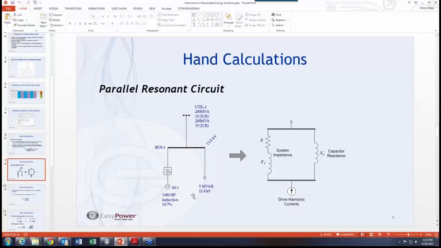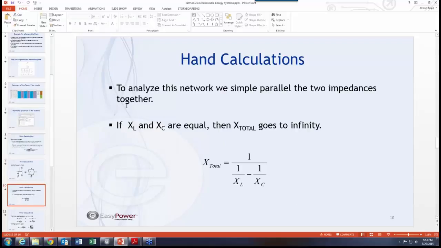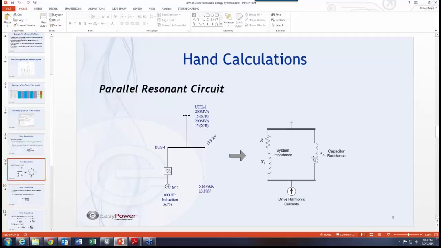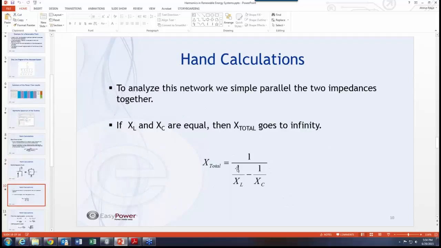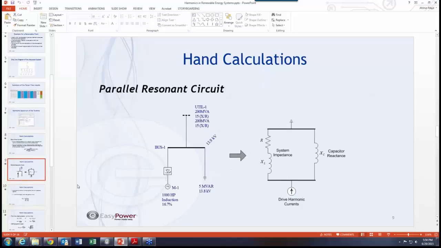Let's take a look. I go to the next slide. To analyze this network, we simply parallel the two impedances together. If XL and XC are equal, then X total goes to infinity. So what it means is, if these two are in parallel, it means that X total is 1 over (1/XL minus 1/XC), and that becomes the impedance seen from this point.